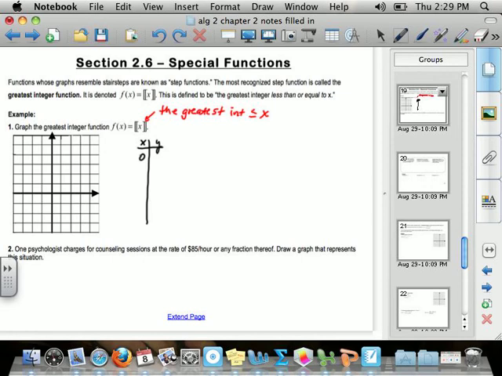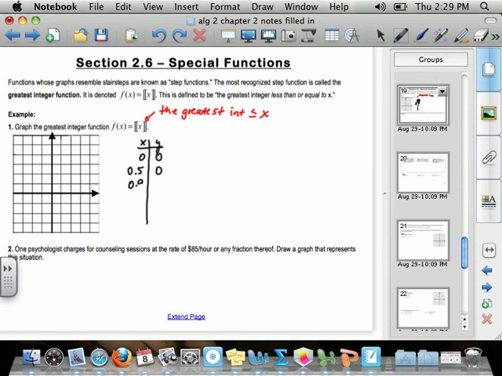So let's start with 0. What is the greatest integer less than or equal to 0? 0. Less than or equal to, right? 0 is bigger than -1. All right, how about 0.5? What is the greatest integer less than or equal to 0.5? 0. Less than 0.5, right? Integers are those whole steps. They don't include the fractional parts between.